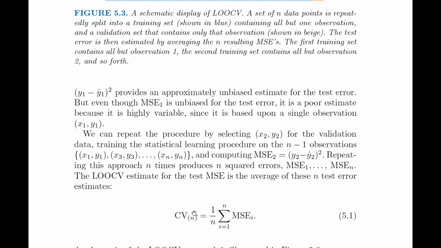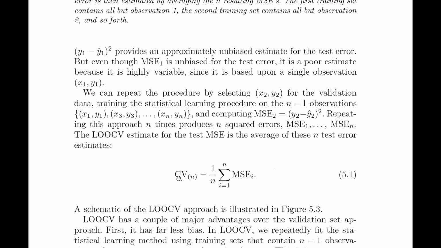And then we calculate the mean of these mean square errors. What does CV stand for? Is it just cross-validation? Yeah. So the leave one out cross-validation estimate for the test mean square error is the average of these n test error estimates. Would you like to do this in R?